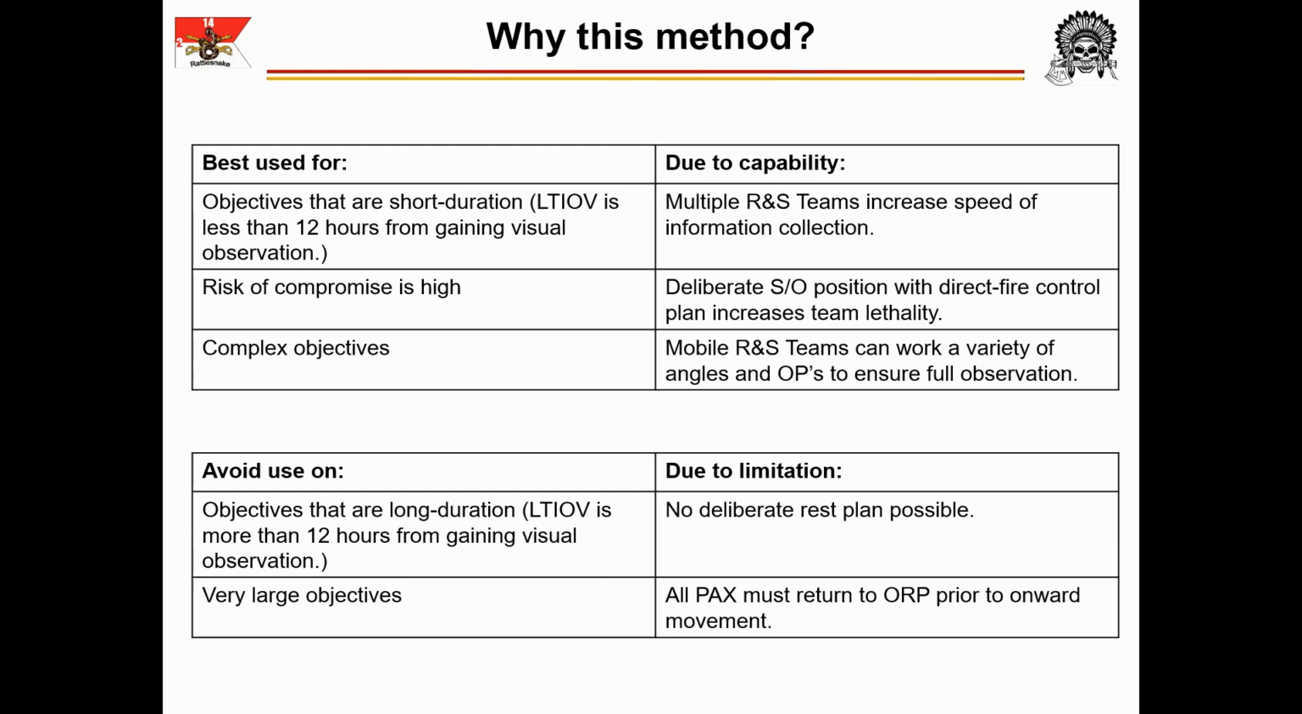Finally, they're best used for complex objectives because mobile RNS teams can work a variety of angles and OPs to ensure full observation. Avoid using a Ranger Team Area Reconnaissance on objectives that are long duration, in which LTIOV is more than 12 hours from gaining visual observation, as there is no deliberate rest plan available. Also, avoid using it on very large objectives, as all personnel must return to the ORP prior to onward movement. With that, we'll begin the conduct of the Area Reconnaissance.